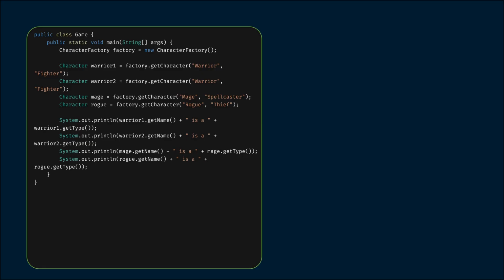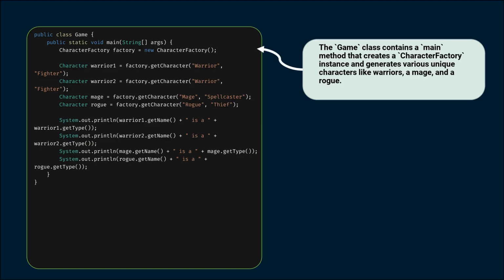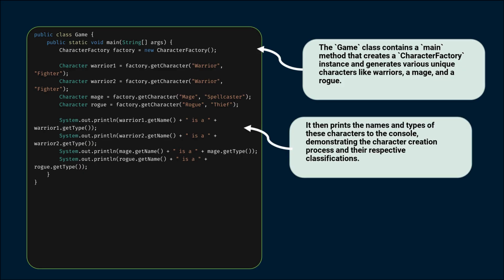Now let's see how we can implement the main application that utilizes the character factory. In the game class, the main method begins by creating a new instance of the character factory, which will manage our character instances. This factory will enable us to request various characters without directly creating them each time. Next, we create a character named Warrior of type Fighter by calling the factory's getCharacter method.